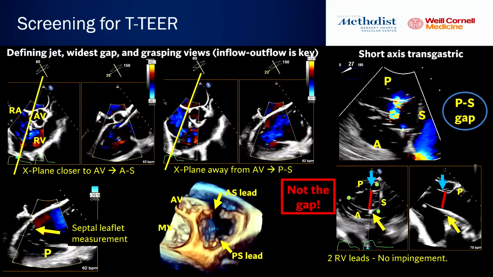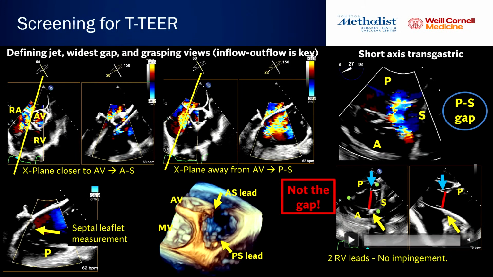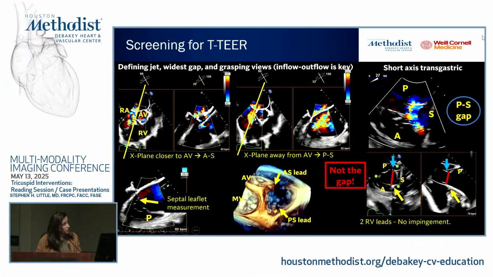Important to say that, when you explain it like that, this is not the coaptation gap. So the red lines are not our coaptation gap. Our coaptation gaps are in between our septal anterior and our septal posterior leaflets. If you measure this as a coaptation gap, you can erroneously tell a patient that they cannot go for a tricuspid clip, because that's not the orientation of where we're going to clip. It's almost like we're looking commissure to commissure in the mitral valve, for example.